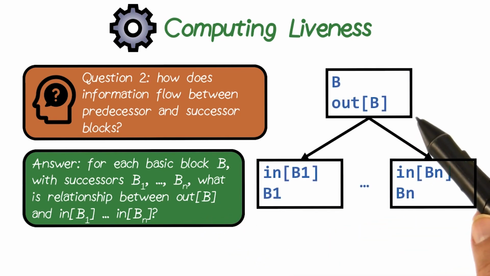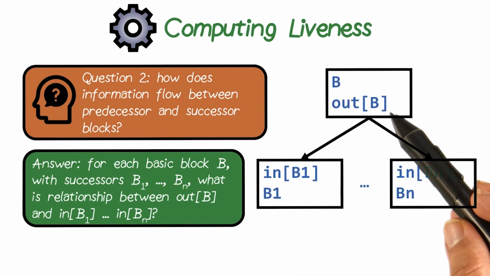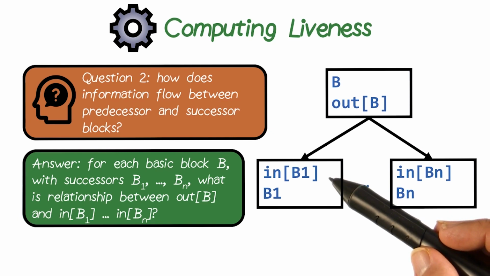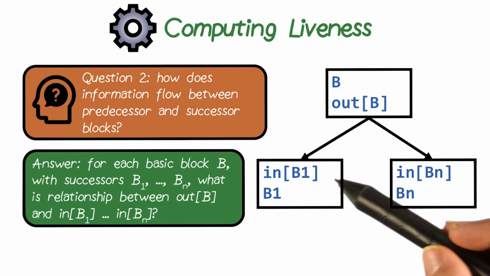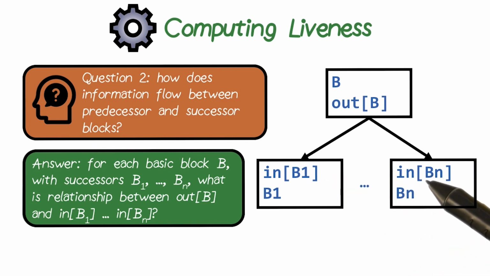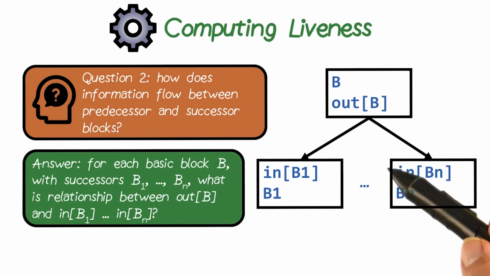So again, here is the pictorial representation. Here is the out of B, the set of variables that are live at the end of basic block B. And here are the variables which are live at the entry of B1, and so on. And here are the variables which are live at the entry of Bn. How are these two related? That's what we need to find out. And using that relationship, we'll develop an algorithm to compute one set from the other.